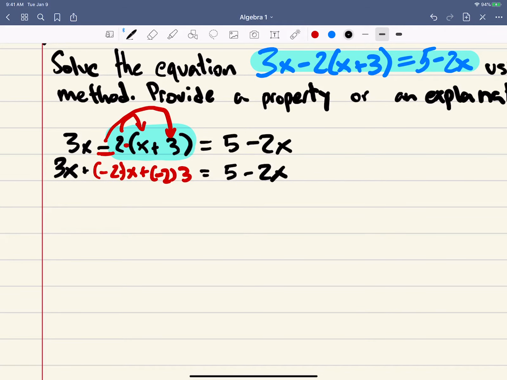All right, so this here was the distributive property, and we'll go over that a little bit more in detail later on. Using the distributive property, our answer should end up being 3x, and then negative 2 times x is going to be negative 2x, and we'll keep that in red. Then negative 2 times 3 is going to be minus 6, keep that in red too. And then everything else is going to stay the same.